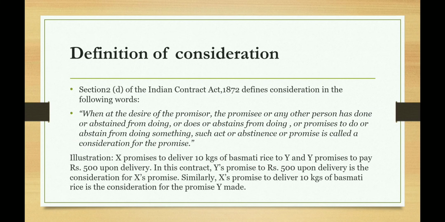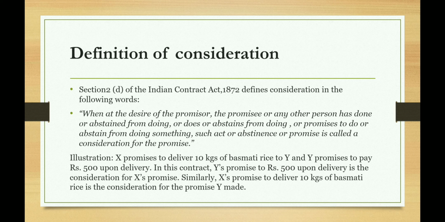According to Section 2(d) of the Indian Contract Act 1872, consideration is defined as: when at the desire of the promisor, the promisee or any other person has done or abstained from doing, or does or abstains from doing, or promises to do or abstain from doing something, such act or abstinence or promise is called consideration for the promise. In general sense, consideration means something in return.